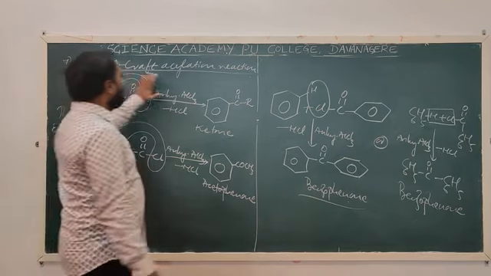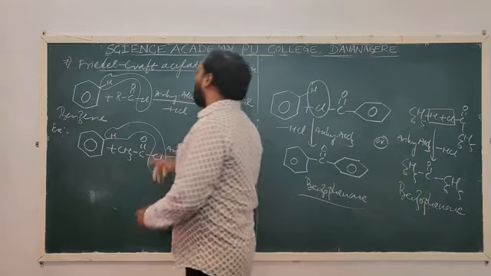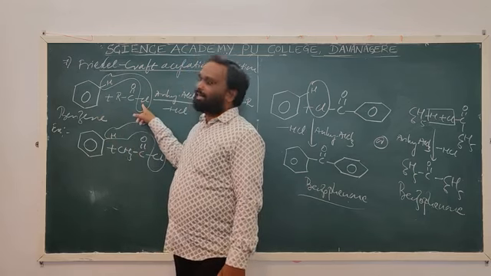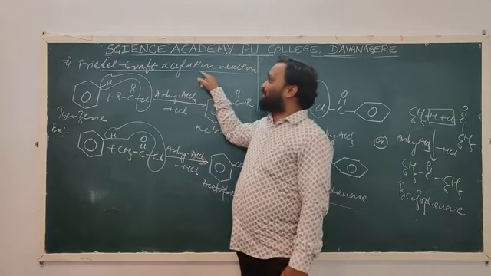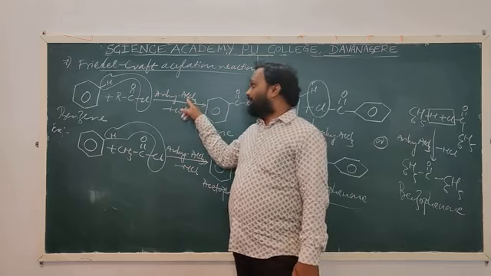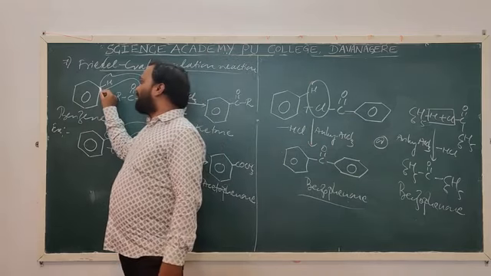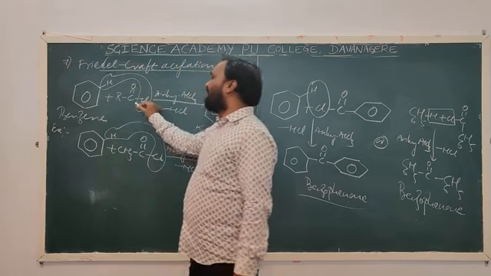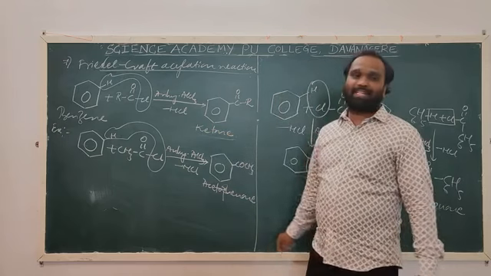The last method of preparation is the Friedel-Crafts acylation reaction. What do you mean by Friedel-Crafts acylation reaction? When benzene reacts with acyl chloride in presence of a catalyst, which is the catalyst used in Friedel-Crafts reaction? It is anhydrous aluminium chloride. So in presence of anhydrous aluminium chloride, the hydrogen atom which is present on the carbon atom goes with the Cl of this RCOCl to give a ketone plus HCl.